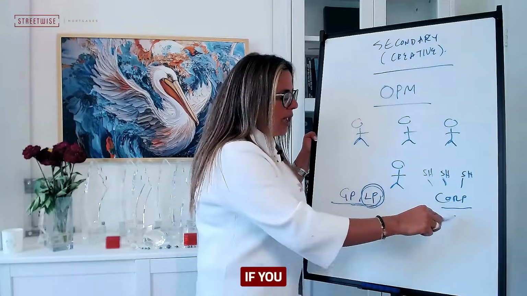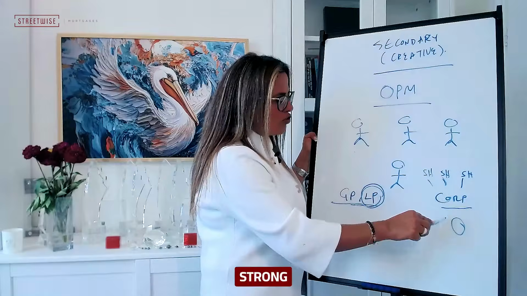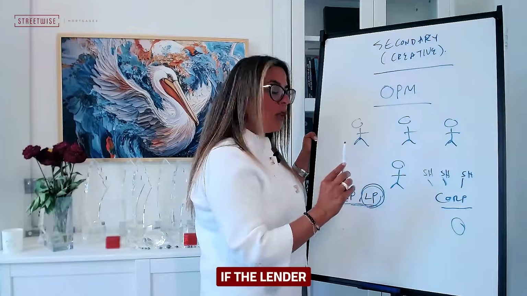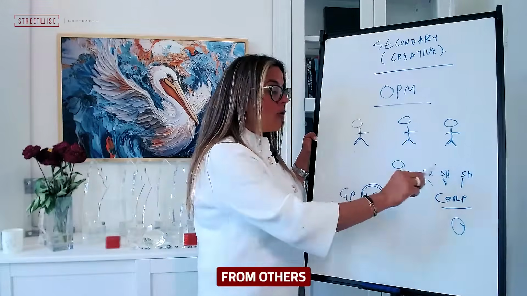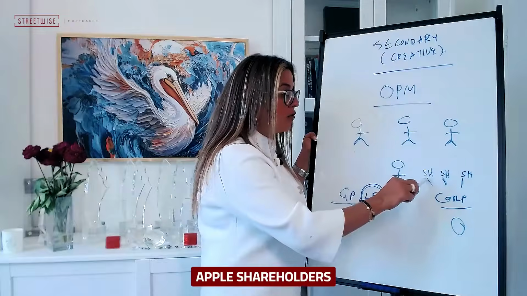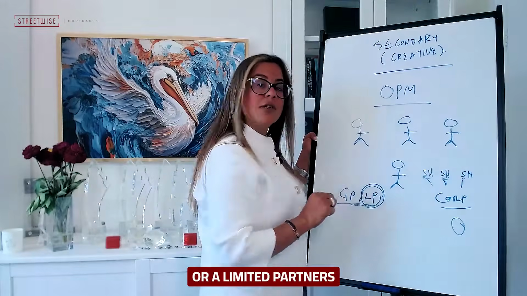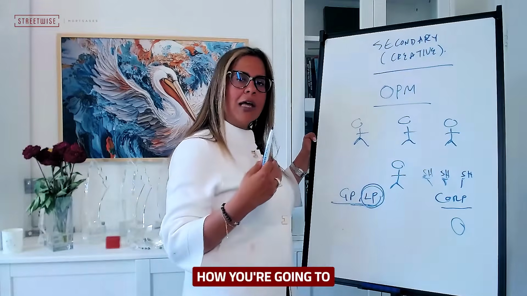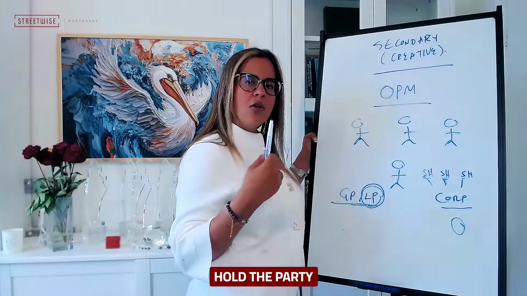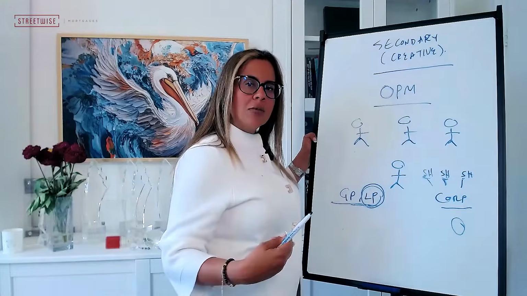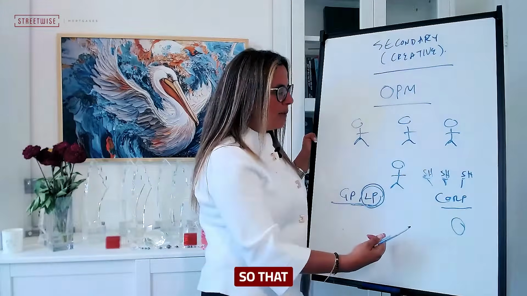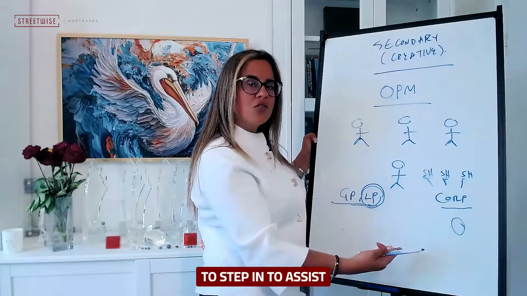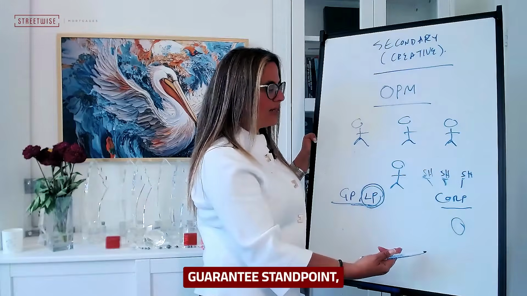One thing that I'd like to bring your attention to is the personal guarantees on the loans. If you and the directors are strong applicants, then you would guarantee the loan. If the lender needs more security from others who are participating in the deal, they may look to shareholders or limited partners to guarantee the loan. But again, that is part of planning how you're going to hold the property with your mortgage broker. We can guide you regarding how to set this up so that you're not surprised later down the road that somebody needs to step in to assist with the mortgage from a personal guarantee standpoint.